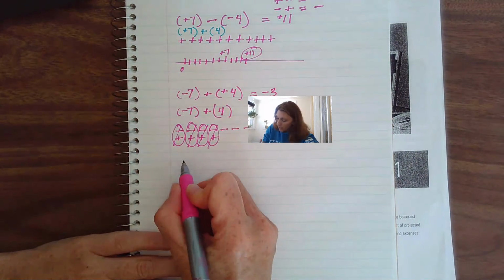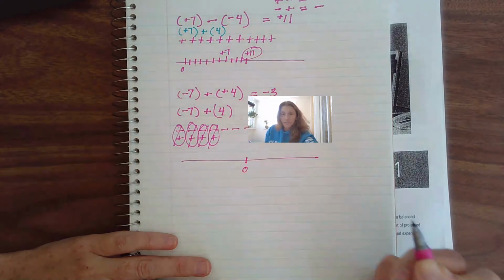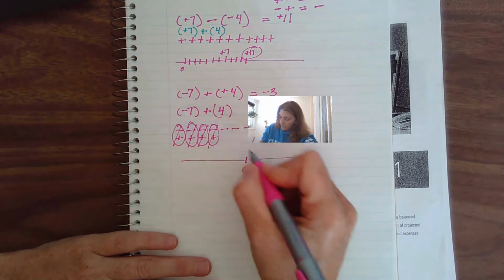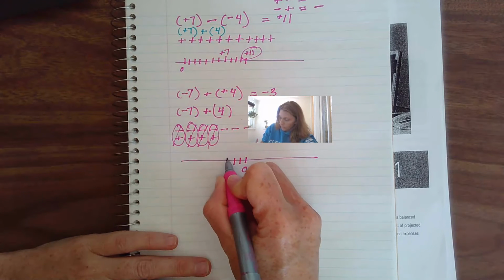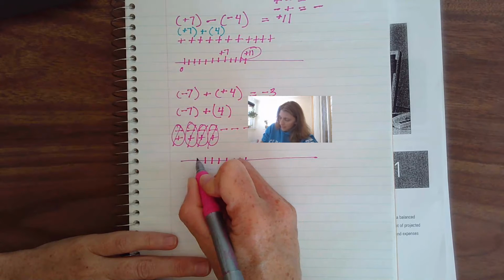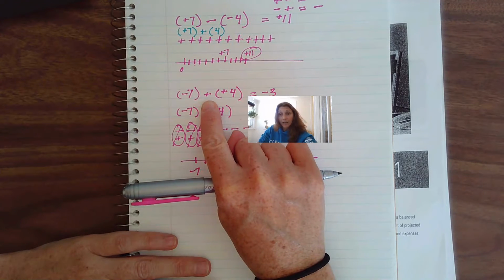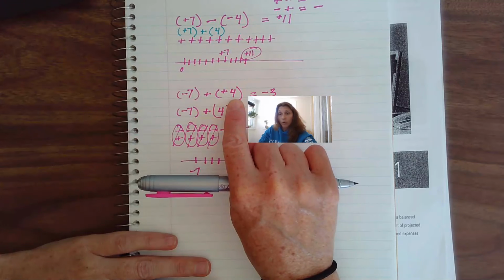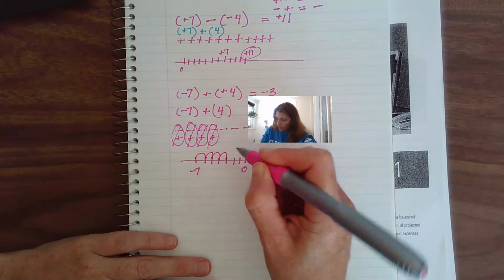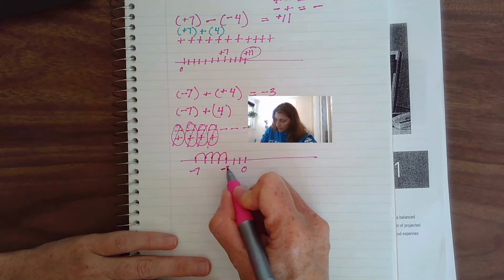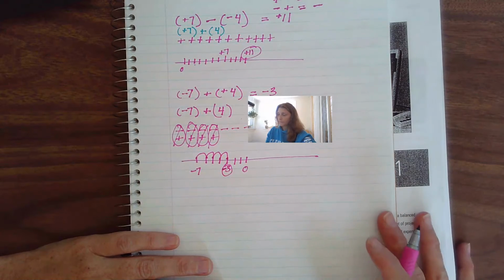Okay, if you think about that on a number line, here's 0, -7. We're going this way now because it's negative. 1, 2, 3, 4, 5, 6, 7. Here's -7. I'm going to add, increase by 4 positives. 1, 2, 3, 4. That brings me right here to -3. Okay?